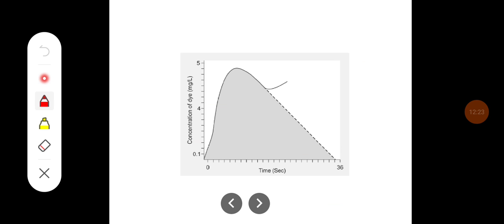Gradually, the concentration of the dye is going to decrease, and at another point it starts again increasing because of the recirculation. Then the time required for one cycle is calculated by extrapolating the descending limb. That gives the time required for one cycle, and the area under this curve is utilized for the measurement of the average concentration of the dye in each circulation.